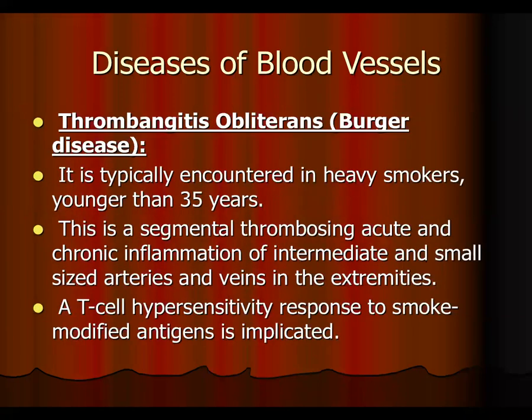Now, the last one is thromboangiitis obliterans. Typically, it can be present in heavy smokers and younger adults, who can be affected when younger than 35 years of age. In these cases, there is segmental thrombosing acute and chronic inflammatory response, which can occur within the veins and the small size blood vessels.